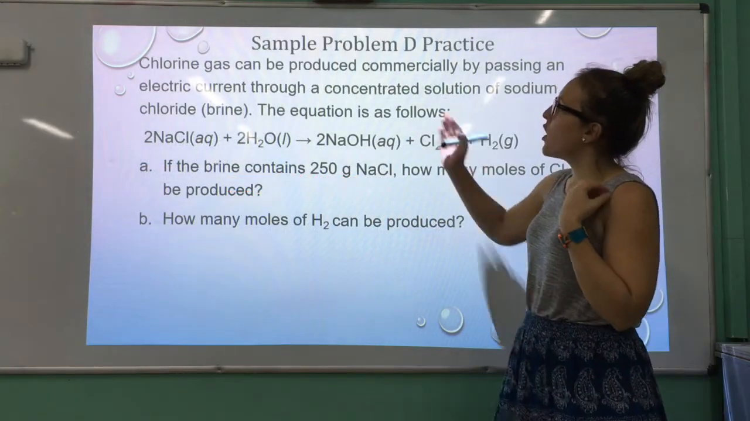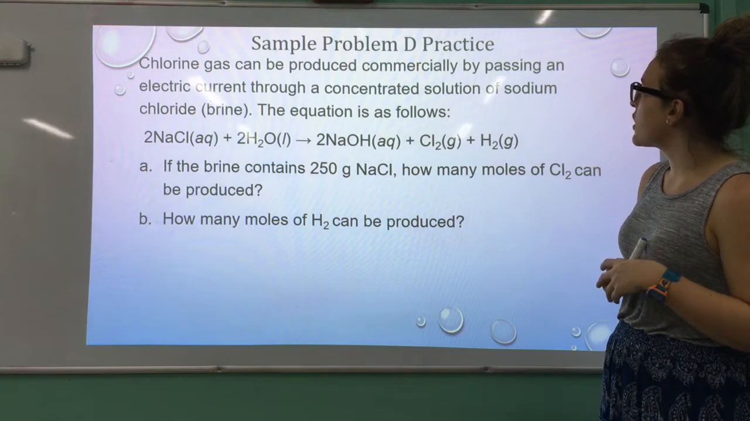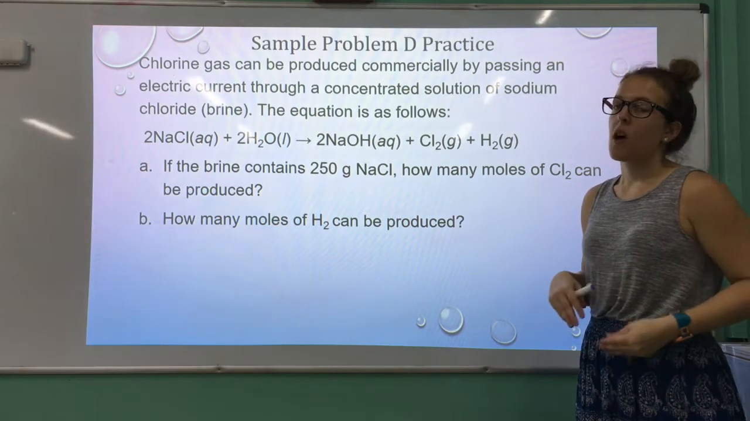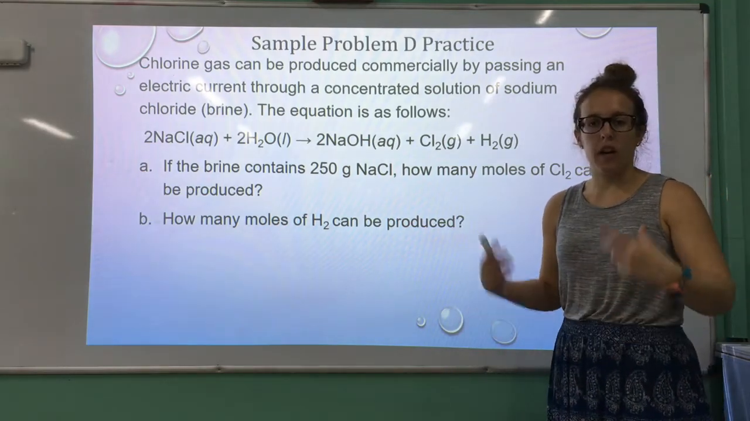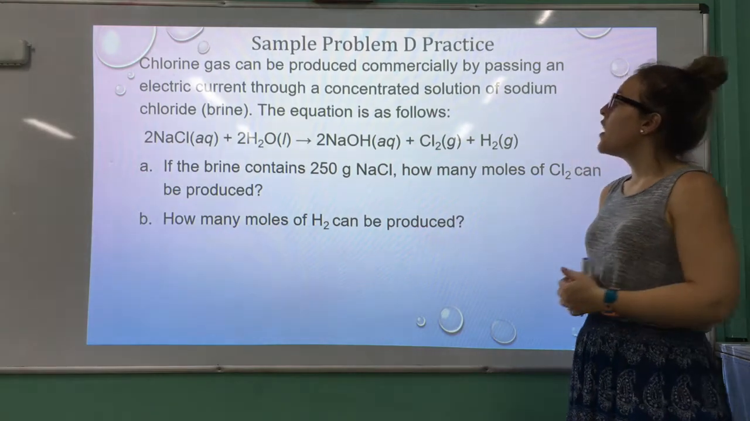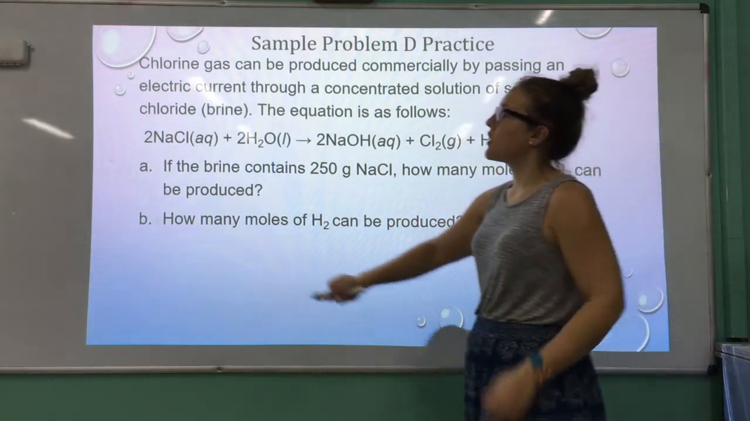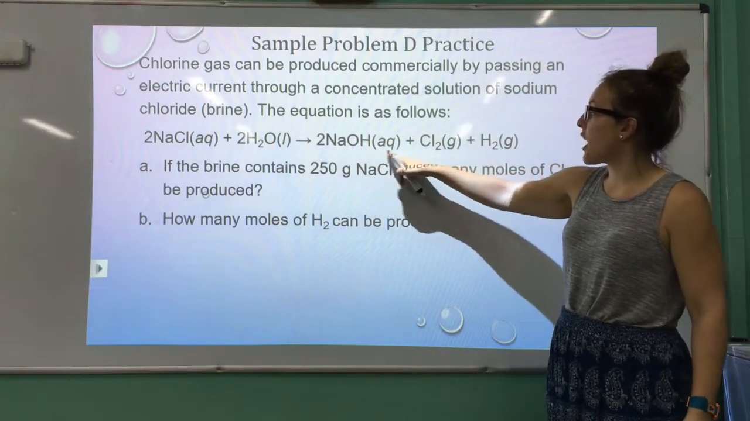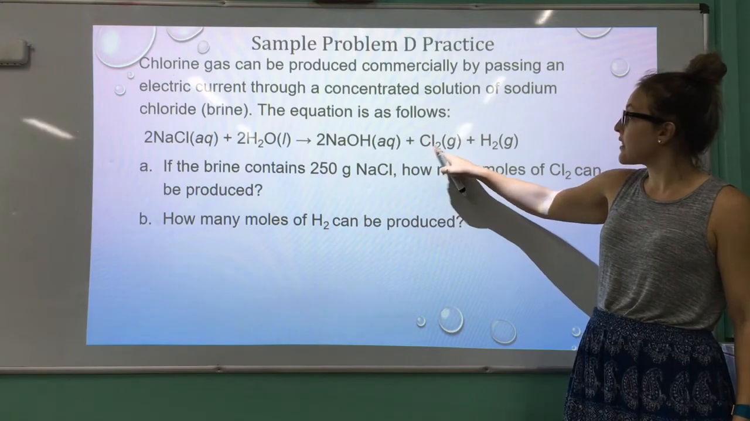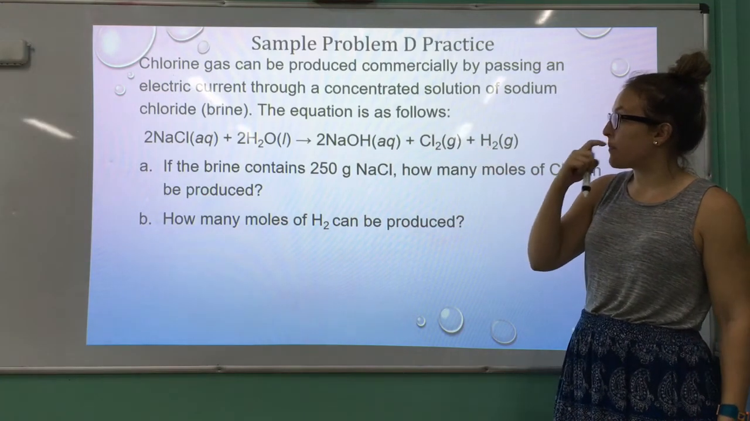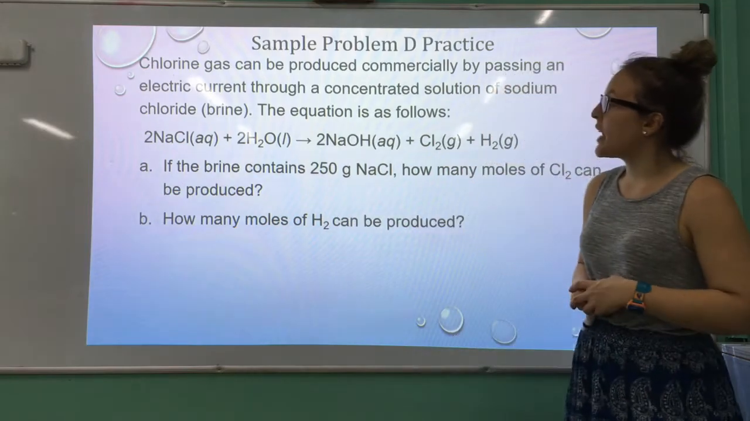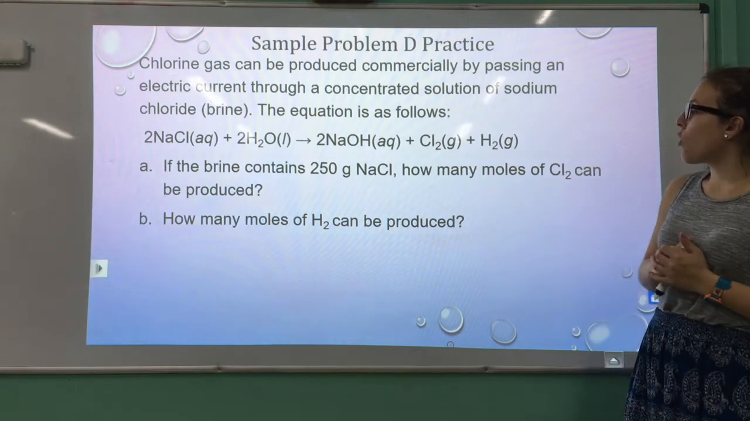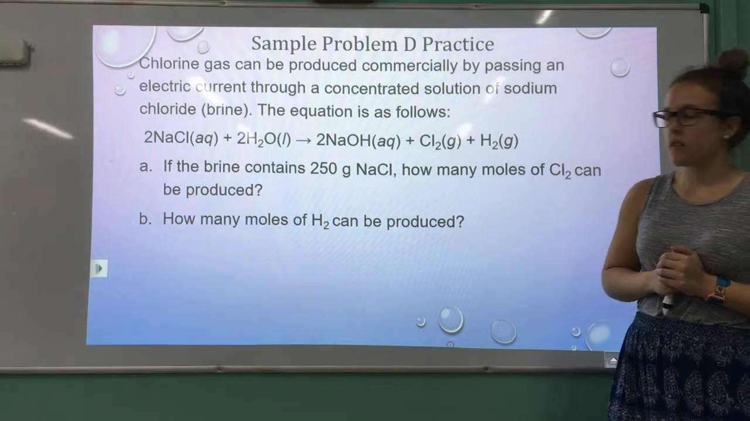It says, chlorine gas can be produced commercially by passing an electric current through a concentrated solution of sodium chloride, which is also known as brine, salt water. The equation is as follows: NaCl plus water yields sodium hydroxide, chlorine gas, and hydrogen gas. So, if the brine contains 250 grams of sodium chloride, how many moles of chlorine can be produced?